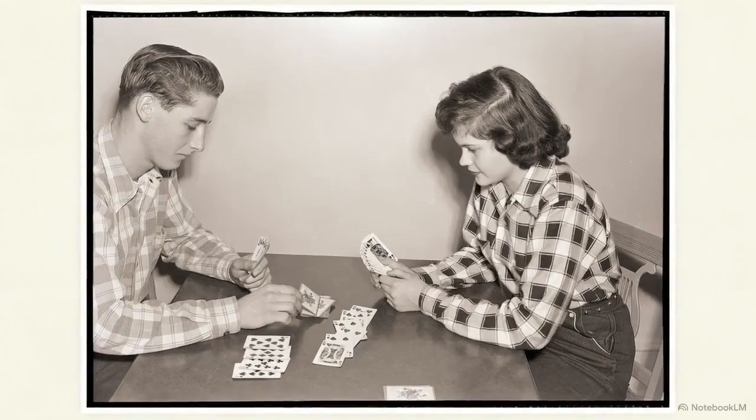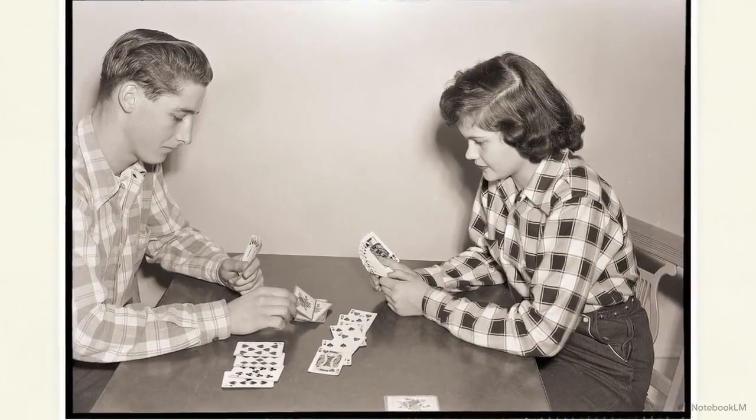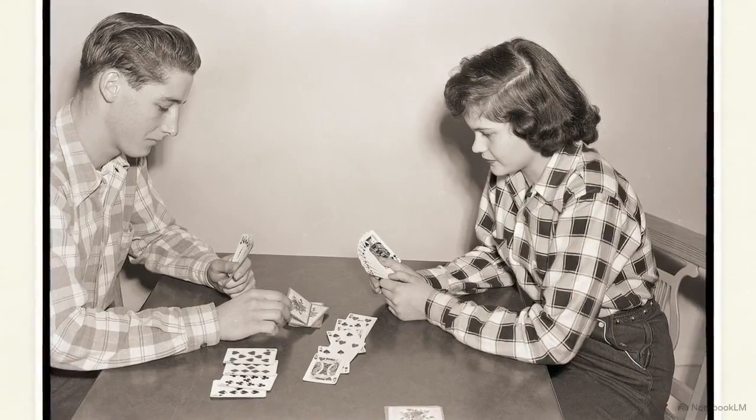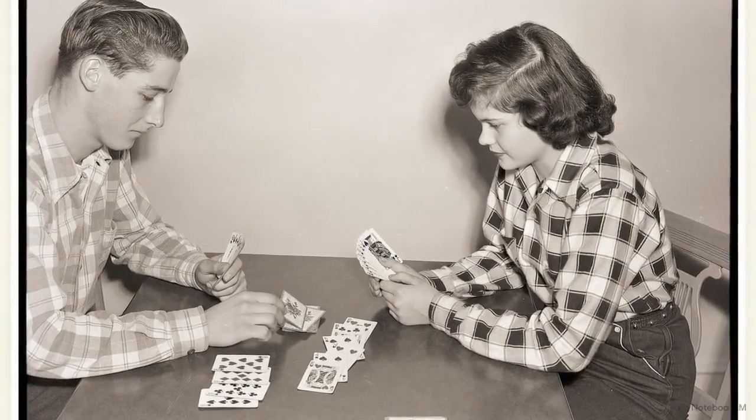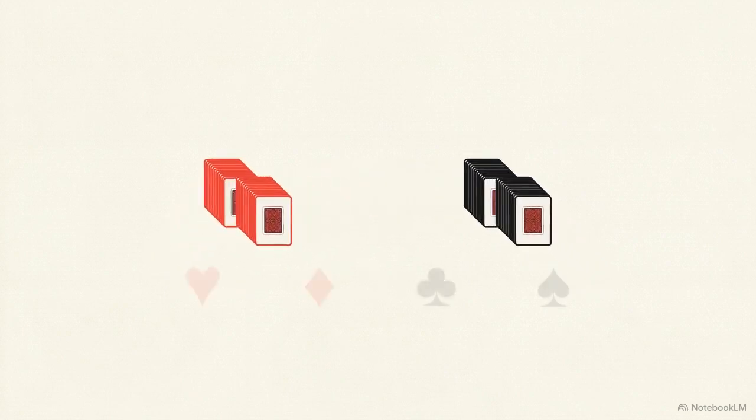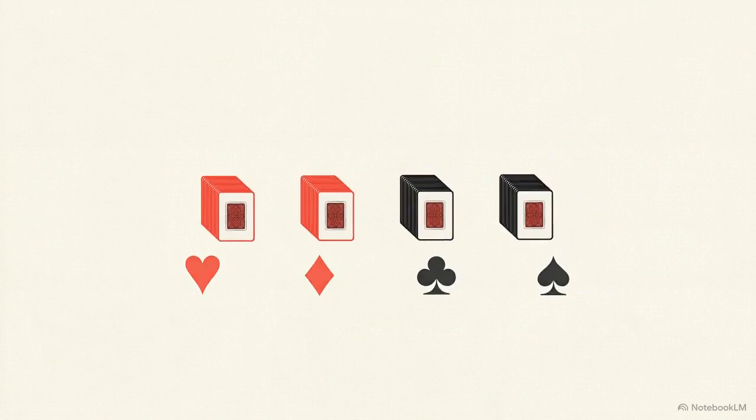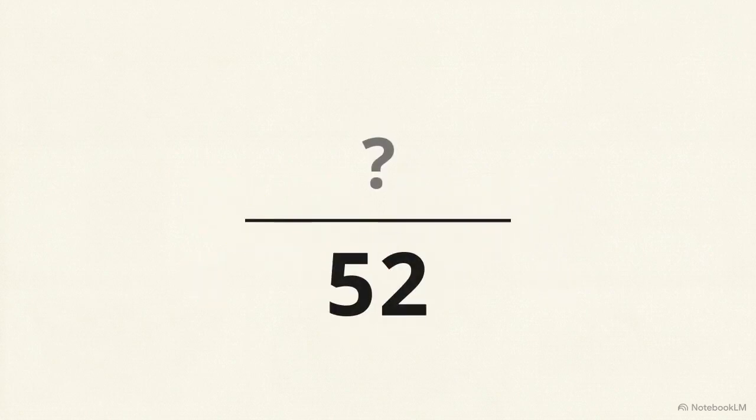Now let's try a deck of 52 cards. This is often where students get stuck, but the rule doesn't change. To find our total possible outcomes, we just look at the whole deck. There are 52 cards, divided into 4 suits and 2 colors. 52 is our bottom number.